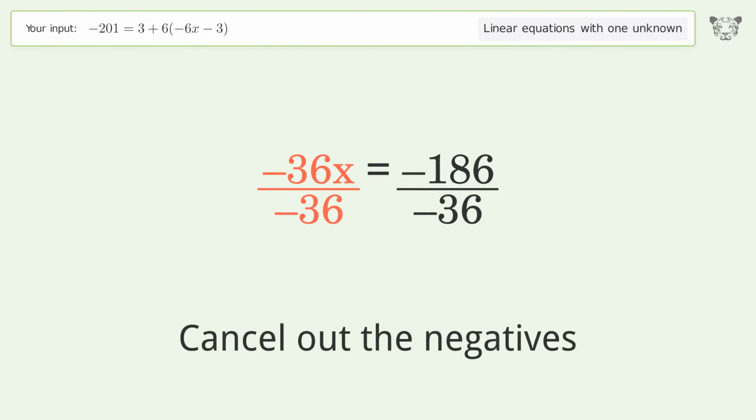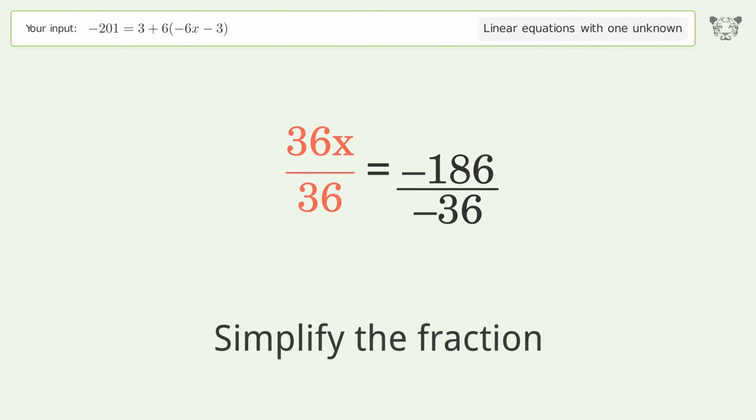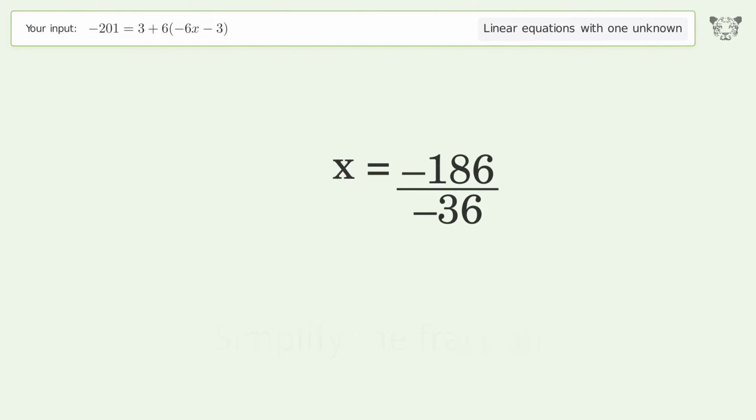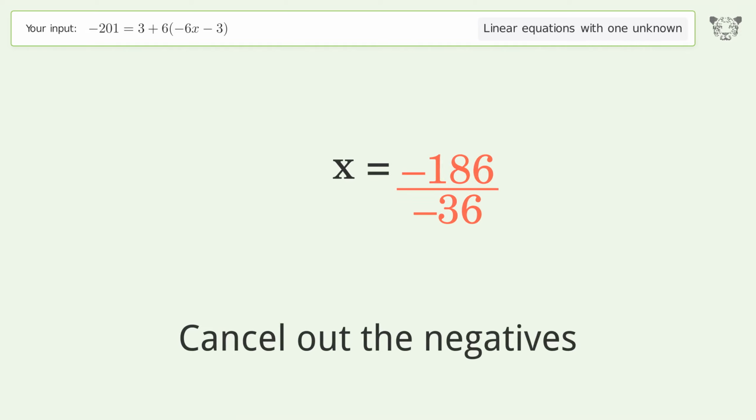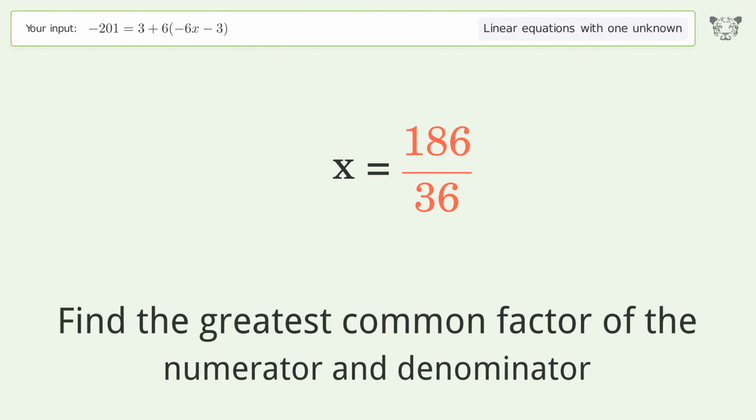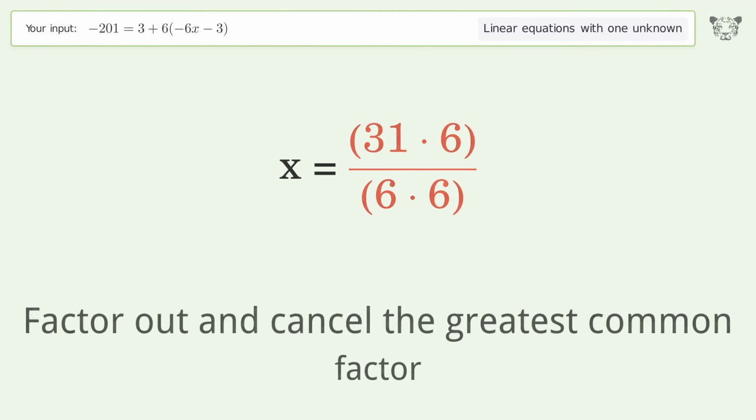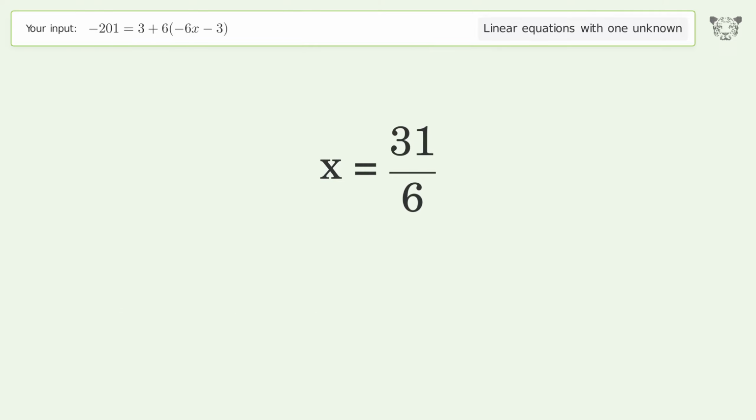Cancel out the negatives. Simplify the fraction. Cancel out the negatives. Find the greatest common factor of the numerator and denominator. Factor out and cancel the greatest common factor. And so the final result is x equals 31/6.